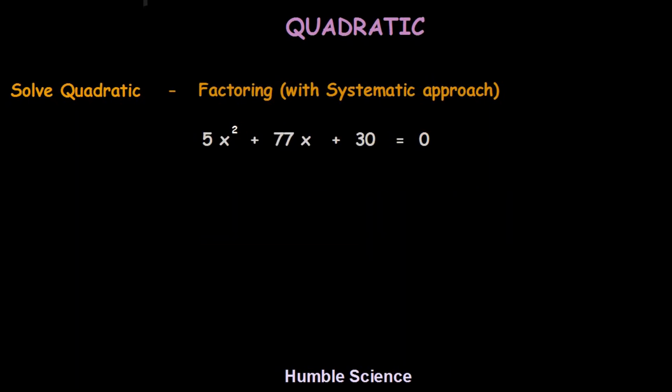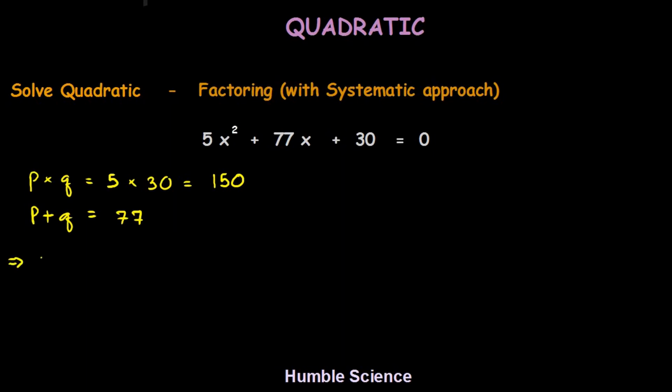Here we have 5x squared plus 77x plus 30 equal to 0. The two new numbers in the factors, when multiplied, will be equal to 5 times 30, which is 150, and when added to each other will be equal to 77. Now we have to list what it can be.